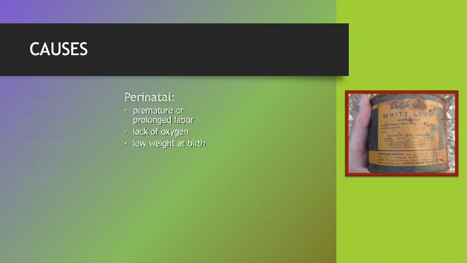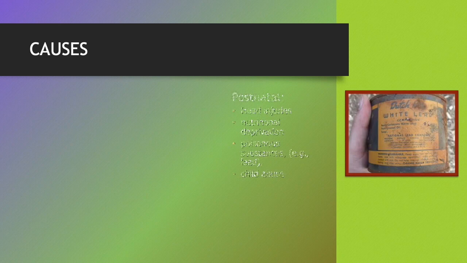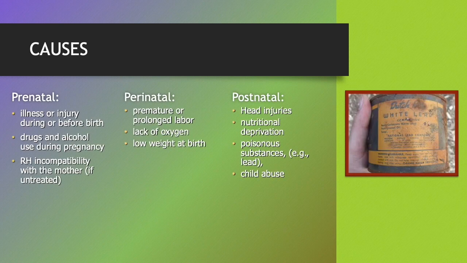A few perinatal causes, or during birth, include premature or prolonged labor, or a lack of oxygen for the baby, and a low weight at birth. A few possible postnatal causes include head injuries, nutritional deprivation, poisonous substances such as lead, and child abuse.